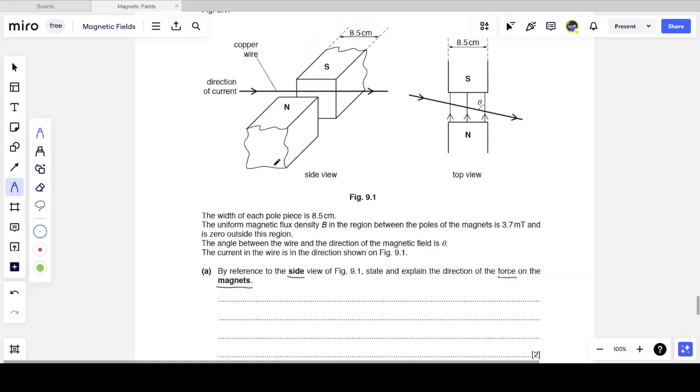So I'm going to look at the side view and use that as my reference point for directions, and guess what? I'm going to use Fleming's left-hand rule again. The direction of current is left to right, so my middle finger points from left to right. The magnetic field points into the page, north to south points into the page. So my index finger points into the page. This is quite easy, as all that leaves is that my thumb points upward. So middle finger left to right, index finger into the page, and thumb upward.